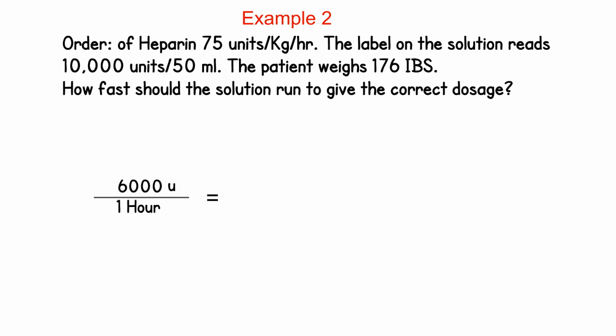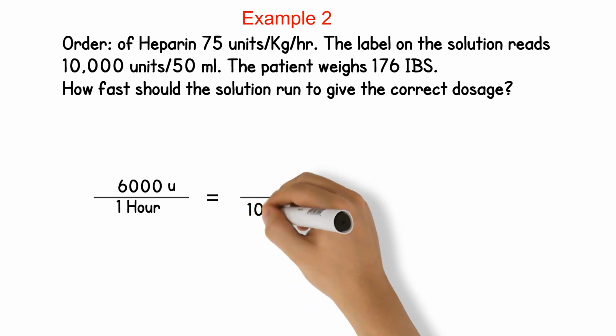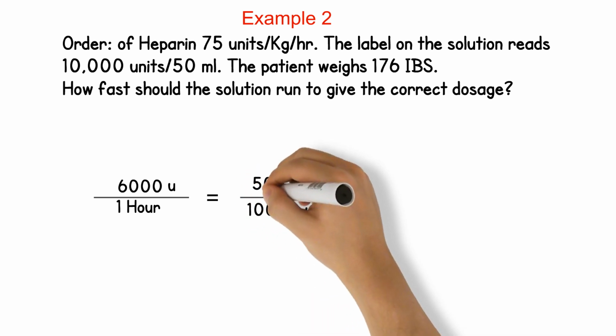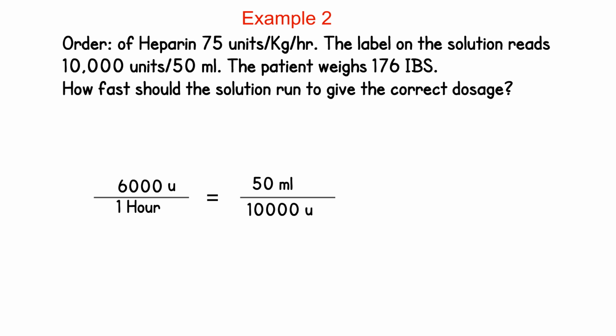Now, since you want to figure out how many mLs it is per hour, you want to be able to cancel the units out. So you put the 10,000 units on the bottom, and then you put the 50 mLs on the top. And remember, they can only cancel each other out if they're on opposite sides, top right, bottom left. So what we have is 6,000 units over 1 hour times 50 ml over 10,000 units.